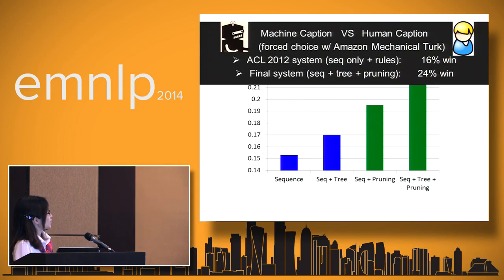And finally, just for fun, we also asked Turkers whether they prefer machine captions or the original Flickr caption. I should mention that Flickr captions are noisy, so in a way it makes it slightly easier for us to beat human captions. Our previous system was able to beat them about 16% of the time, I think largely because the original Flickr captions were also bad. But now we are able to beat the original human caption about 1 out of 4 times, which is quite exciting. And if we look at the system-generated captions, they actually do look good this time.